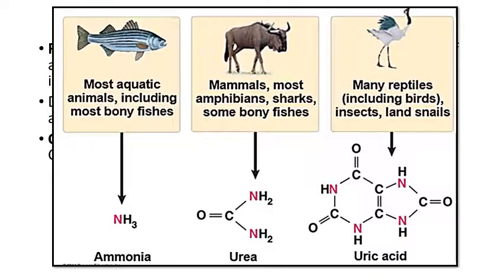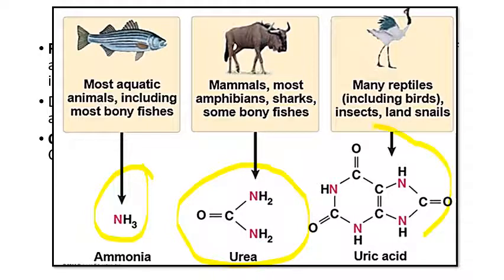Now, as I mentioned before, fish don't really have to worry about this. They simply excrete the ammonia directly into the water that they're swimming through. They don't bother to convert it into urea or uric acid. Mammals convert the ammonia into a slightly less toxic chemical called urea, and then they store it in their bladder until they can get rid of it. And then insects, birds, and reptiles convert it into a very non-toxic chemical called uric acid.